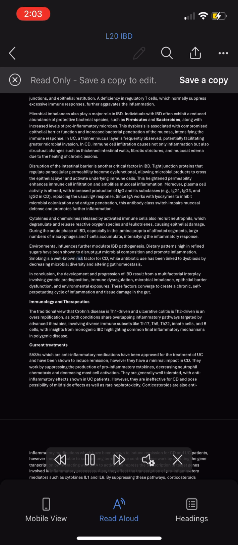Smoking is a well-known risk factor for CD, while antibiotic use has been linked to dysbiosis by decreasing microbial diversity and altering gut homeostasis. In conclusion, the development and progression of IBD result from a multifactorial interplay involving genetic predisposition, immune dysregulation, microbial imbalance, epithelial barrier dysfunction, and environmental exposures. These factors converge to create a chronic, self-perpetuating cycle of inflammation and tissue damage in the gut.